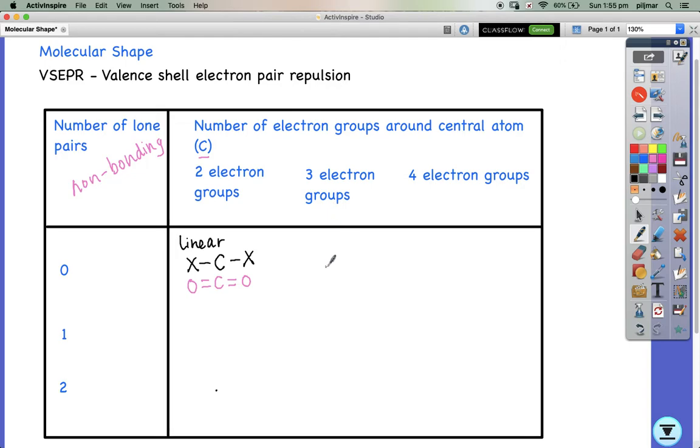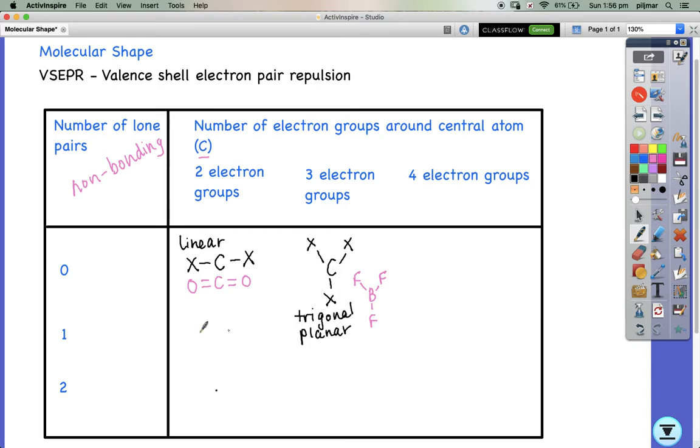Let's move on to what happens if we have 3 electron groups around the central atom. So that would look something like this, and that is what we call a trigonal planar shape, okay? An example of that one is boron trifluoride. Boron is a bit of an exception to the octet rule, where it is actually stable with 6 electrons instead of 8. So it falls into that category of an exception to the rule, and it is also a trigonal planar molecule.